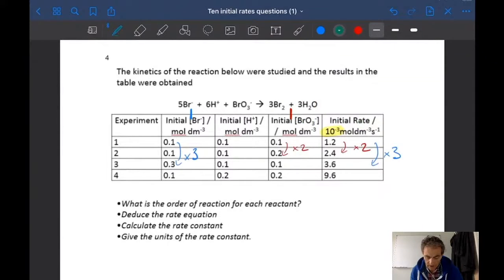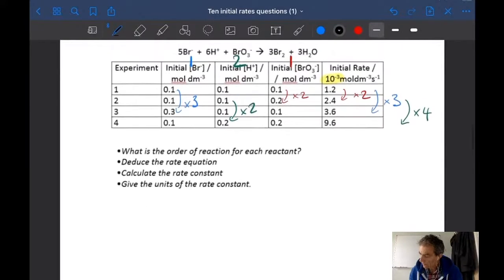Right, so how do we get the H plus? So which pair of experiments shall we look at? 2 and 4, I think. Yeah, 2 and 4. So it's 0.1, 0.1 for the Br minus, 0.2, 0.2 for the BrO3 minus, whereas H plus is the only one that's changing. So we'll use that one, times 2. So 2.4 times 10 to the minus 3 up to 9.6 times 10 to the minus 3. That's a fourfold increase. And so therefore the H plus is order 2.